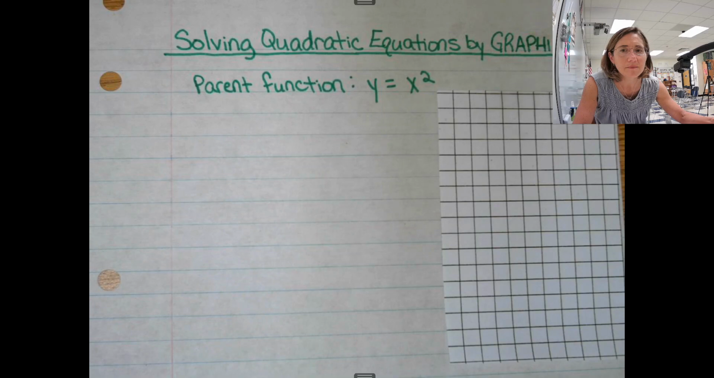So let's begin with the parent function y equals x squared. The reason I call that the parent function is that it is the most basic quadratic equation you can come up with. What makes it quadratic is it's got an x squared. The highest exponent you see on your variable is an x squared, and that's as basic as it can get. So that's why we call that the parent function.